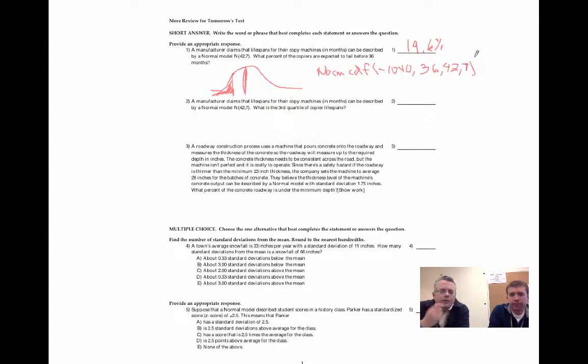The normal curve problems aren't so bad. I would review them a little bit, in case you've totally forgotten.